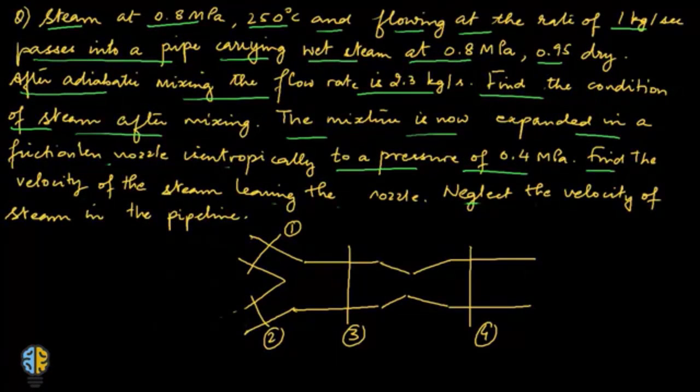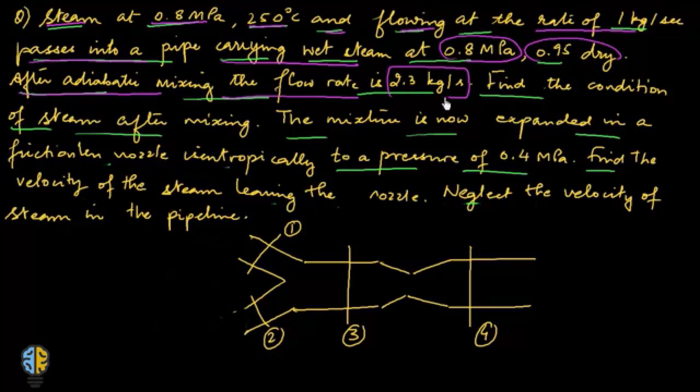Now the question says that steam at 0.8 megapascals and 250 degrees Celsius, flowing at a rate of 1 kg per second, passes into a pipe carrying wet steam at 0.8 MPa and 0.95 dry. After adiabatic mixing, the flow rate becomes 2.3 kilograms per second. We have to find the condition of the steam after mixing.